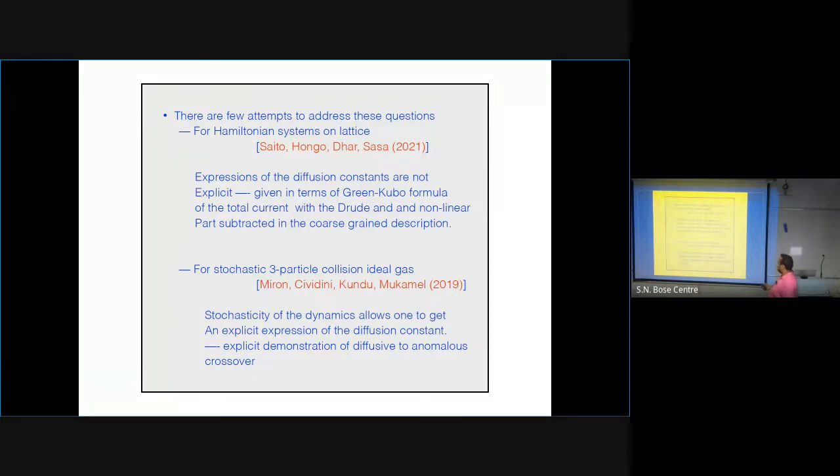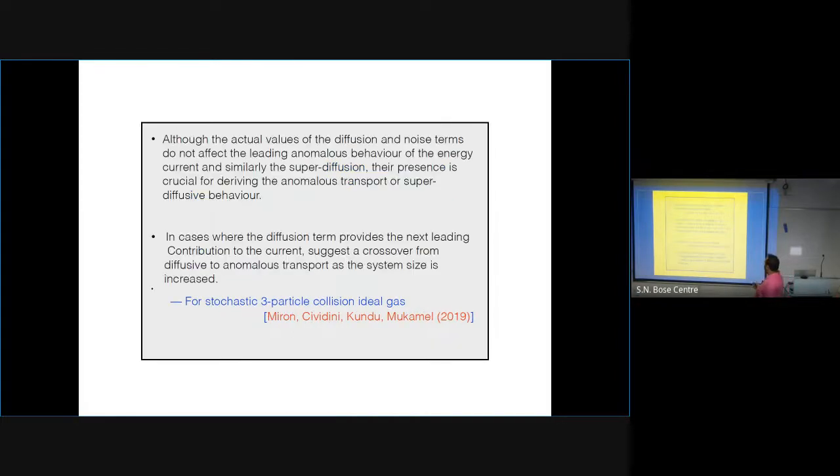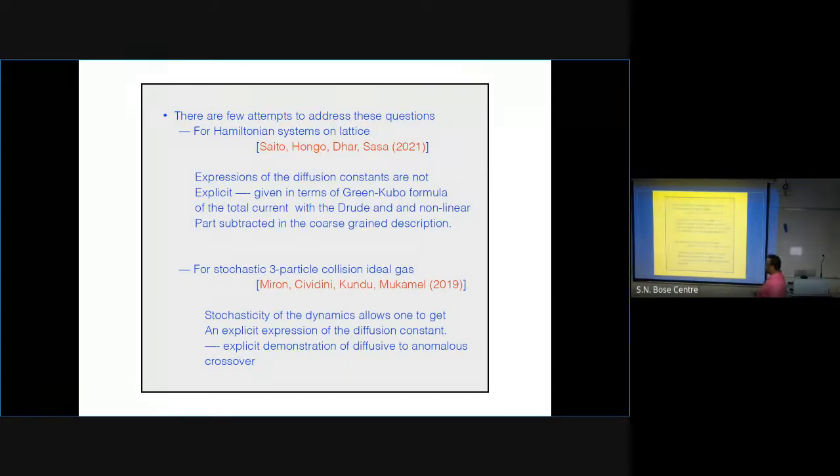One attempt, the most general one, was done very recently for Hamiltonian systems on a lattice, and they established this form, but their expression for the diffusion constants is not explicit. It is in terms of the Green-Kubo formula of the total current, in which you subtract the ballistic part, the linear and the non-linear parts. All these parts are subtracted, and what remains must be such that if you consider its correlation, that correlation decreases exponentially, and that can give you a diffusion term.